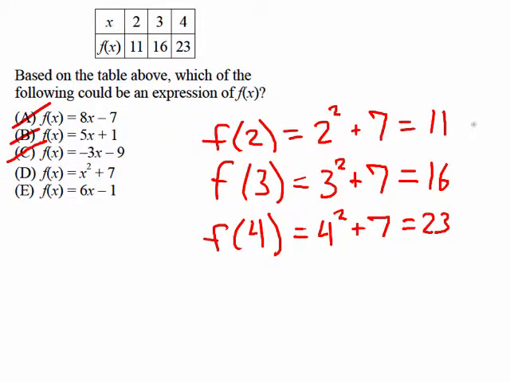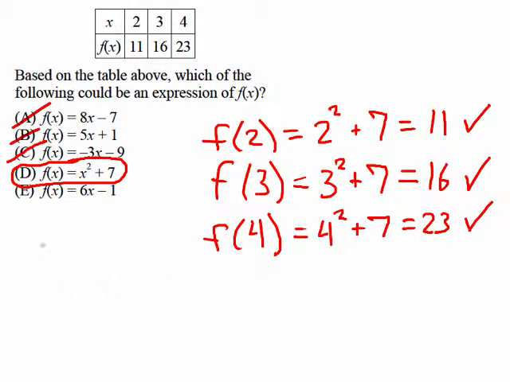So f of 2 is 11, check. F of 3 is 16, check. And f of 4 is 23, check. D is our answer. And what we'll do really quickly is, I won't go through all of E, but I will show you why E doesn't work.